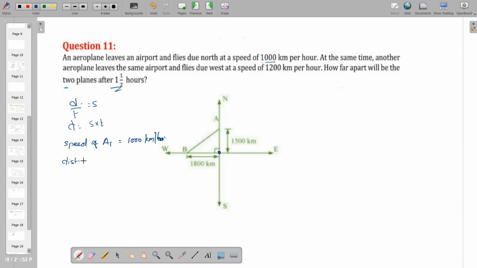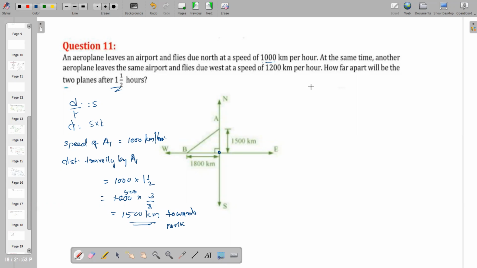Therefore, the distance traveled by aeroplane A1 is equal to speed into time. It is 1.5 hours, which we can write as 1000 into 3/2. We can divide this, and we get 500 into 3, which gives 1500 kilometers. This is the plane going in which direction? Towards north.